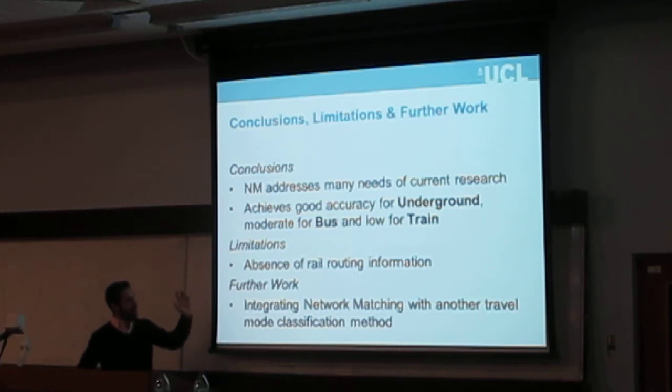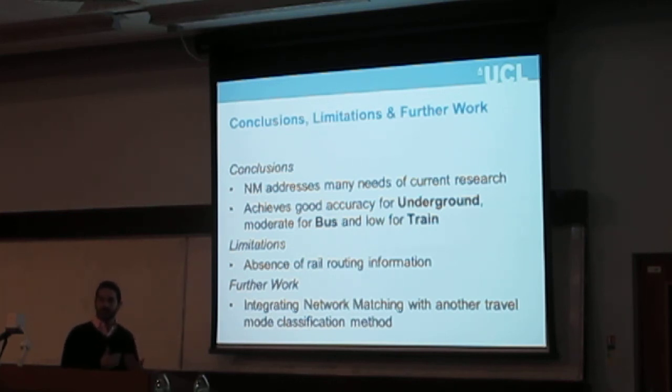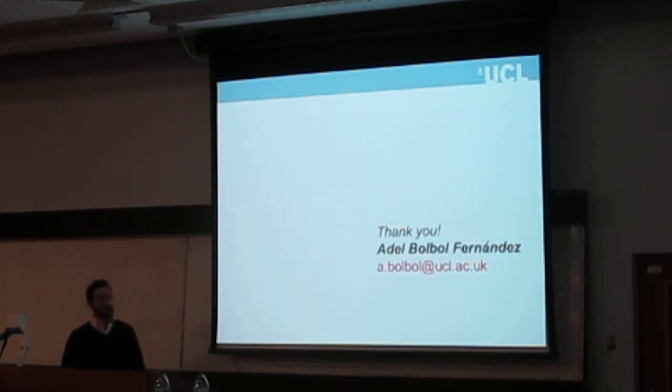Further work is integrating this with another system that classifies the travel mode from GPS data, or using it as a verifying stage for studies that aim at classifying the travel mode from raw GPS data, which is part of the project I'm on. This acts as very complementary to the work I do, and enhances the classification accuracy by around 9%. So yeah, that's pretty much it. Thank you.